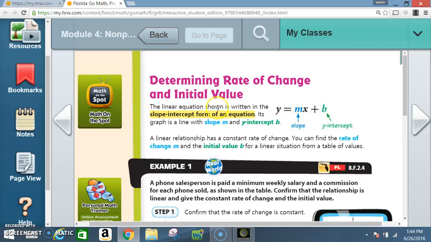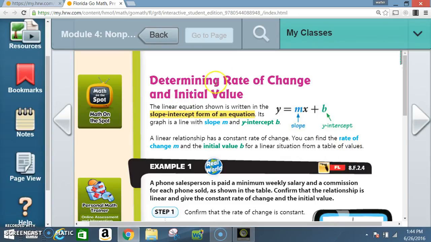A linear equation shown is written in the slope-intercept form of an equation. Its graph is a line with slope m and y-intercept b. You read the equation y equals mx plus b, where m is your slope and b is the y-intercept. A linear relationship has a constant rate of change. You can find the rate of change m and the initial value b for a linear situation from a table of values.